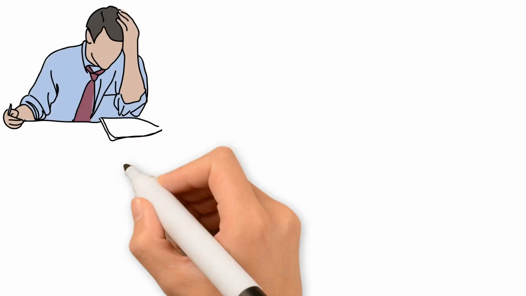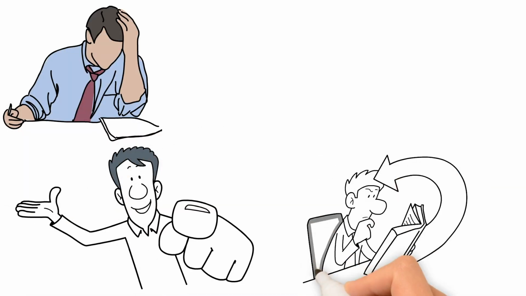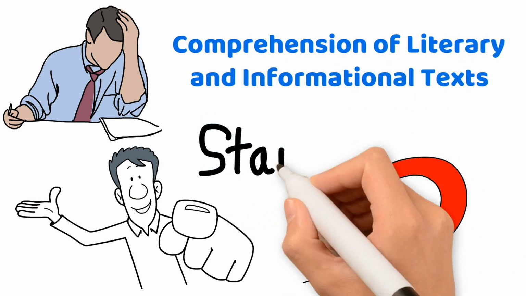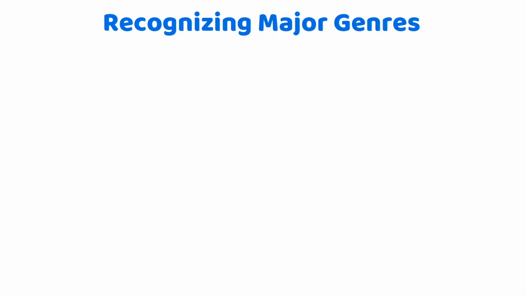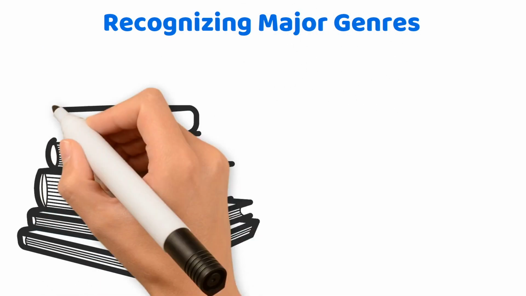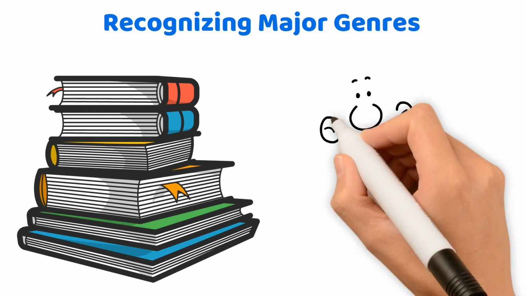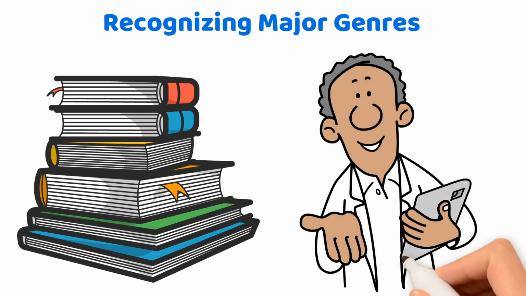For your exam, you're going to need to demonstrate your understanding about the difference between comprehension of literary and informational texts. Let's start with a refresher about recognizing major genres. Genres in literature are categories that help us classify books and stories based on their content, style, and form. Here's a brief overview of some major genres you'll want to be ready to see on your exam. 1. Folktales.